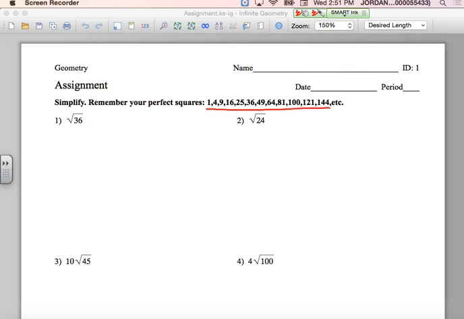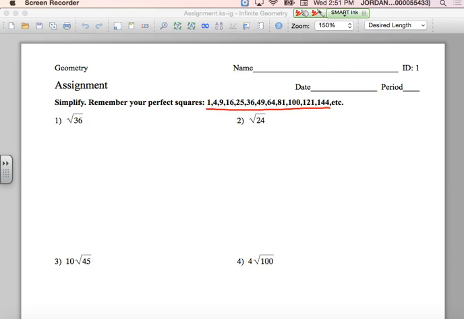All these numbers right here are called perfect squares because you can square a number to get them. 1 is 1 squared, 4 is 2 squared, 9 is 3 squared, 16 is 4 squared, and so on and so on and so on, until you get up to 144, which is 12 squared, and they keep going forever and ever and ever. But those are the ones you'll use most of the time because they're smaller. So if you can remember these, it'll make these problems a lot easier.